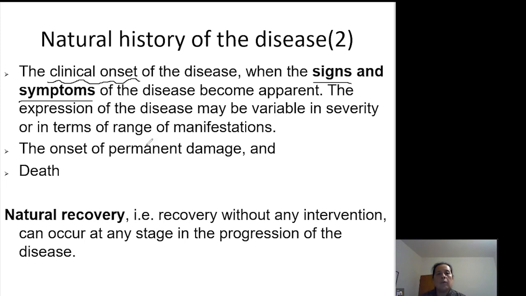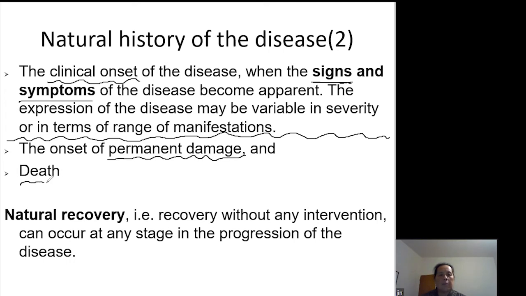So we say most people will recover at different stages. Maybe at the biology onset, people recover and don't even know they were sick before. Or at clinical onset, they have symptoms and signs, and then they recover, and they know they recovered. But some people maybe get chronic damage. In some severe cases, people will die.